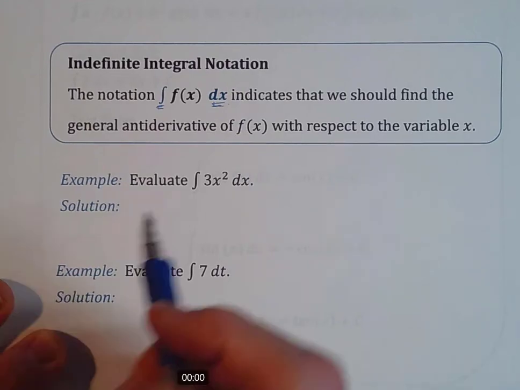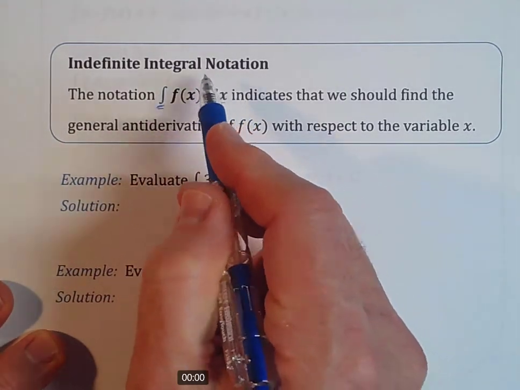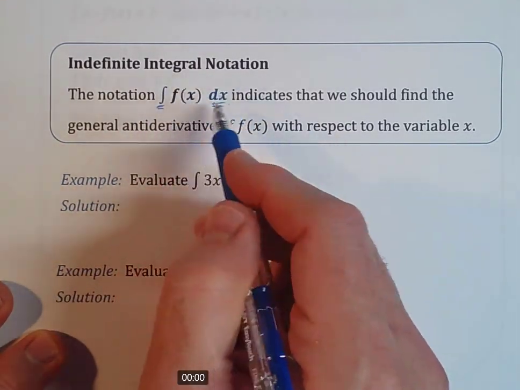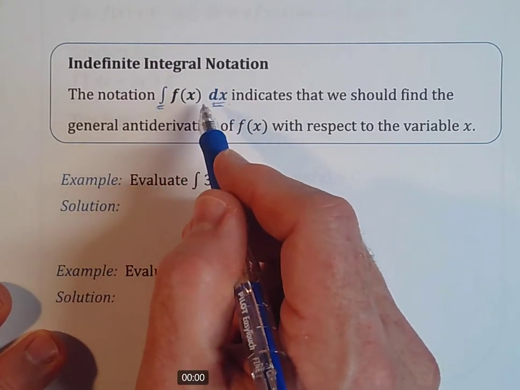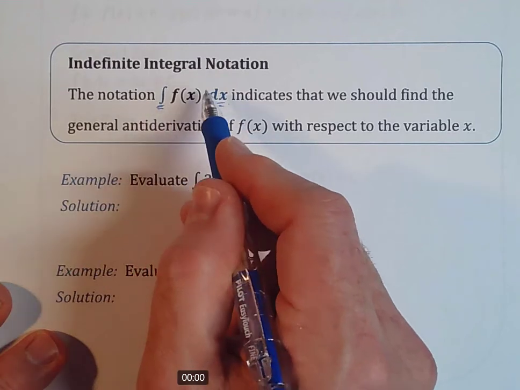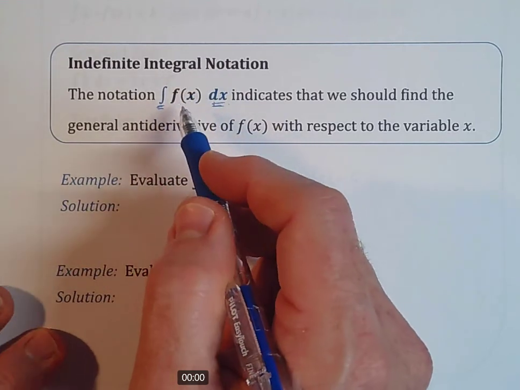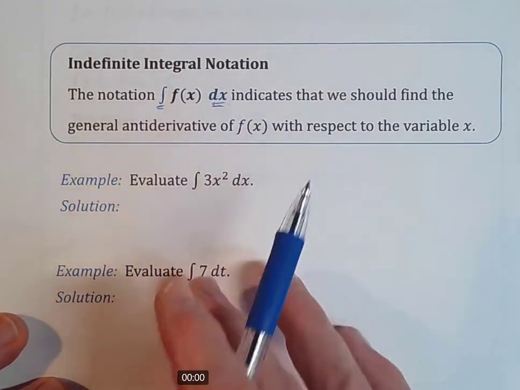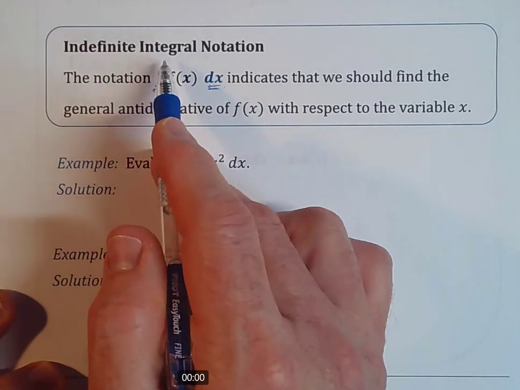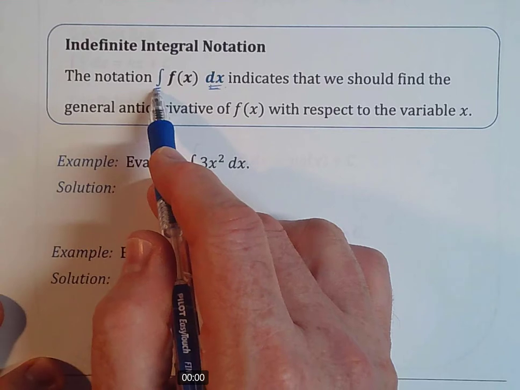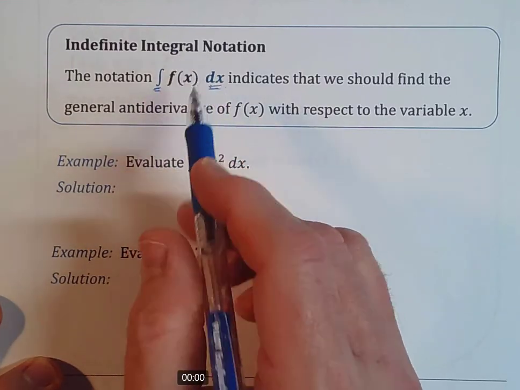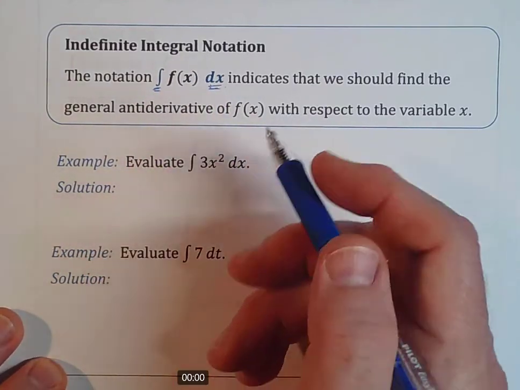And what this notation means, we're going to see where it comes from in a different video. But right now, what this means is you're looking for the general antiderivative of this function. All right, so that's what we're doing. We're trying to find the general antiderivative. We're trying to find the indefinite integral, which is just the same as the general antiderivative.